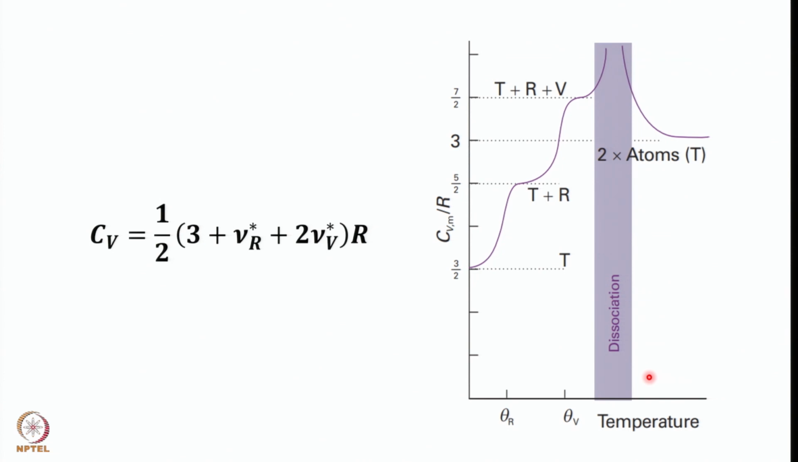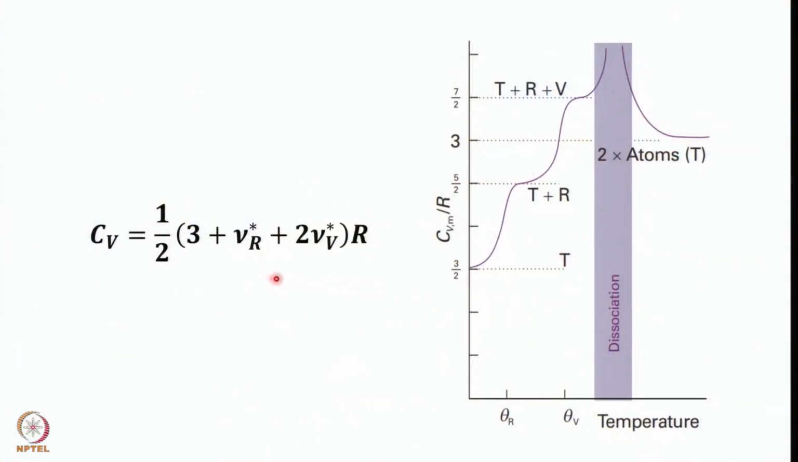We concluded that for a gas at room temperature, the translational contribution to constant volume heat capacity is 3 by 2 R. Then we discussed the rotational contribution: for a linear rotor it is equal to R, and for a non-linear rotor it is 3 by 2 R. For each normal mode of vibration, the contribution is R, provided all the modes are fully active.